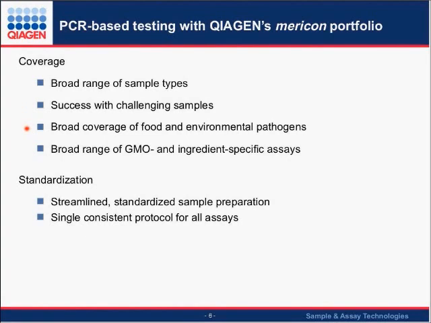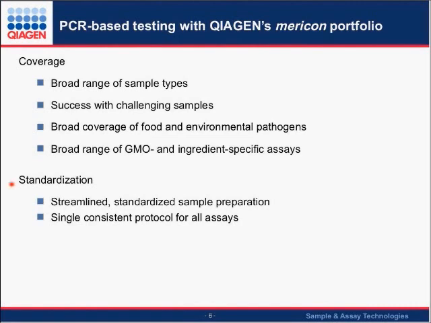Broad coverage of food and environmental pathogens. The portfolio is set with about 14 pathogens at the moment. We have a broad range of GMO and ingredient-specific assays, so the total portfolio covers approximately 35 different food environmental pathogens, GMOs, and ingredient authenticity assays.